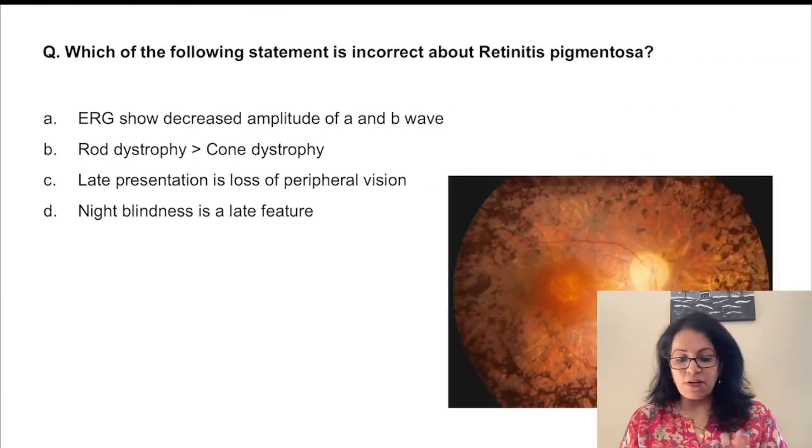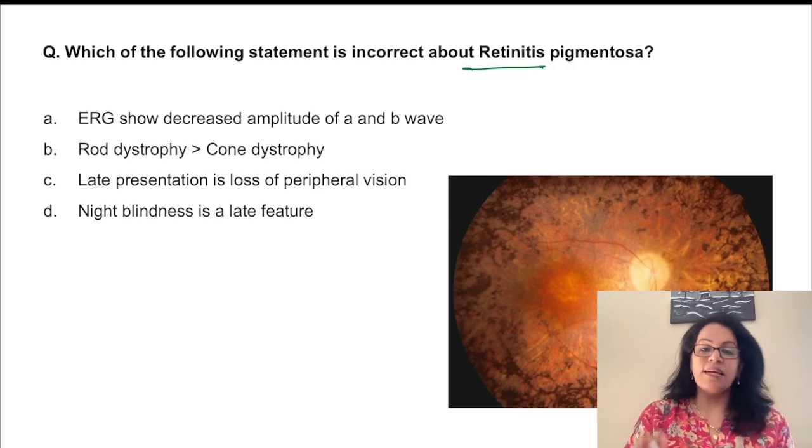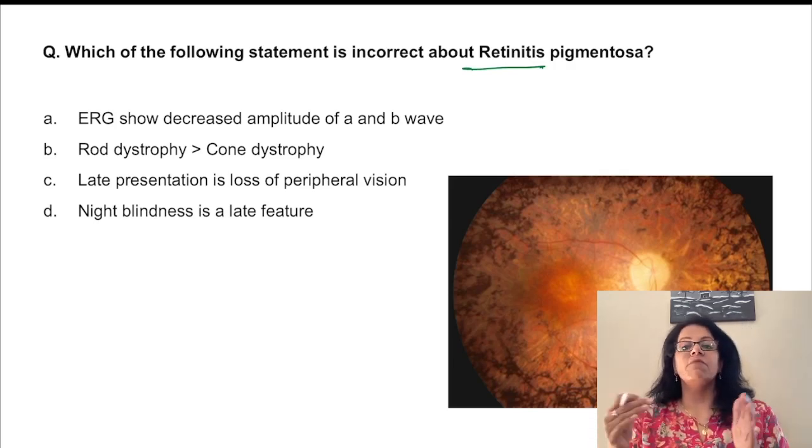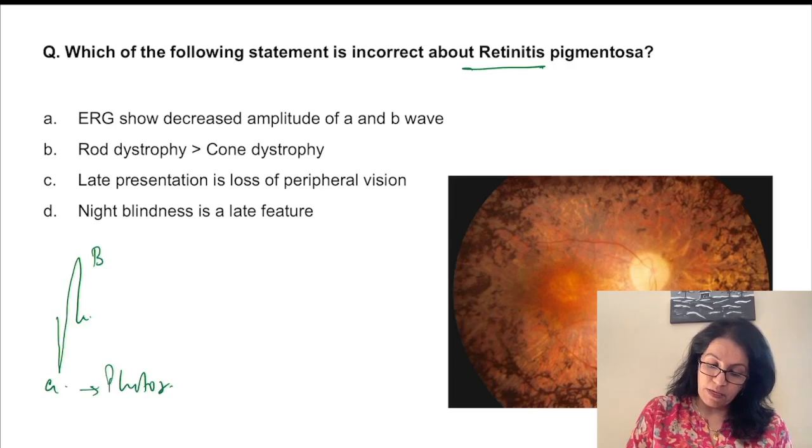We come to the next: which of the following statements is incorrect about retinitis pigmentosa. That's again a very important topic. Please revise it for your NEET PG as well. So retinitis pigmentosa, we all know, which is incorrect? Okay, this is correct. Why? Because ERG will show diminished A and B both. So do you all remember ERG: A wave, B wave, and a very small C wave? A corresponds to photoreceptor cells. B is for bipolar cells, and a very small activity, which is the activity of retinal pigment epithelium.